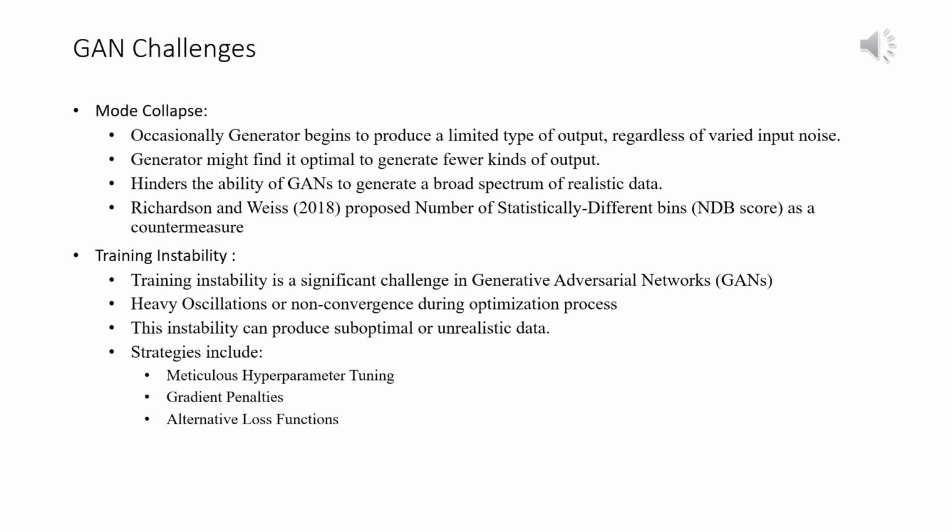Another big problem is training instability. It's a significant challenge across GANs. Heavy oscillations or non-convergence during the optimization process can occur. This instability can produce suboptimal or unrealistic data. Strategies include meticulous hyperparameter tuning, gradient penalties, and alternative loss functions.